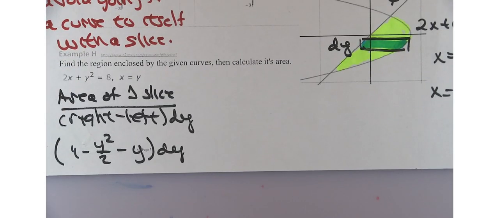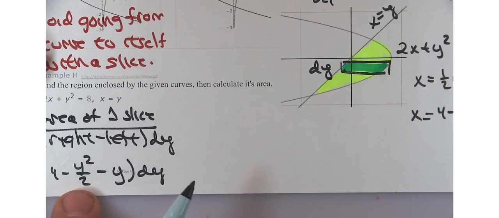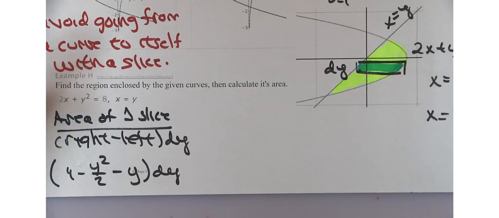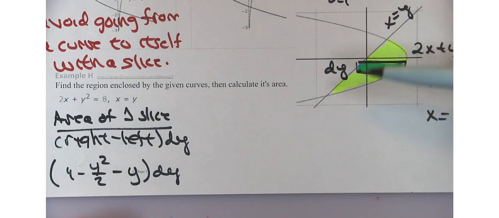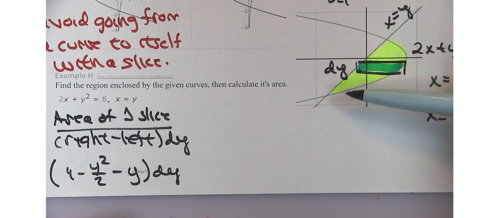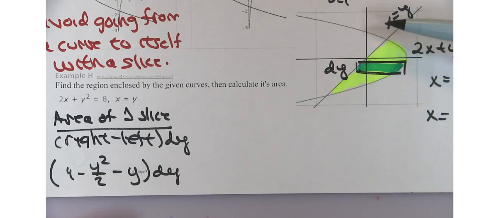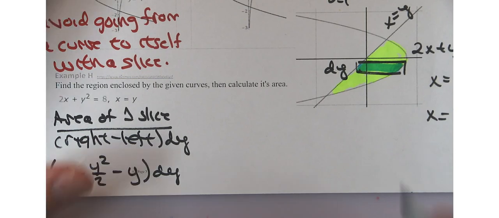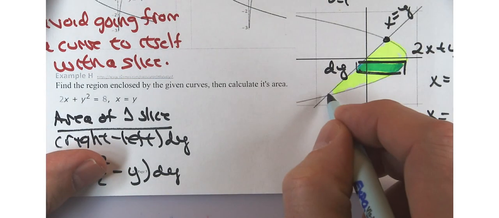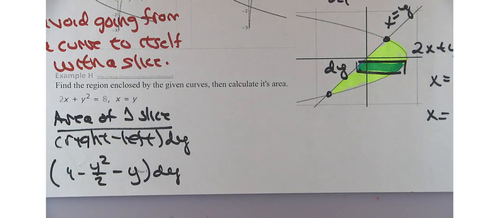Now you could have also used this expression, or you could just write it as 8 minus y squared over 2. Whatever works for you. But that's the area of one slice. Now I want to add up the area of all such possible slices. So I've got to think about how low I can go with that slice or how high I can go with that slice. But that means I need to know a couple answers. I need to know the points of intersection here and here. How am I going to find those?